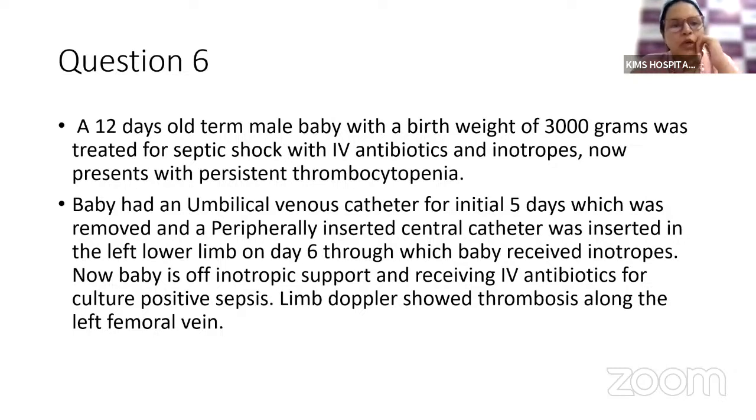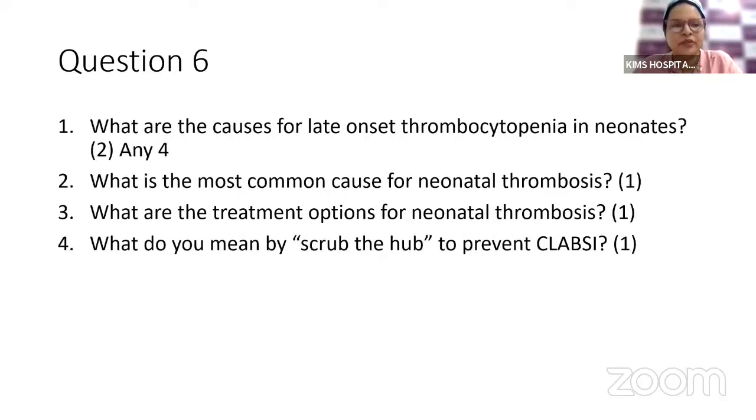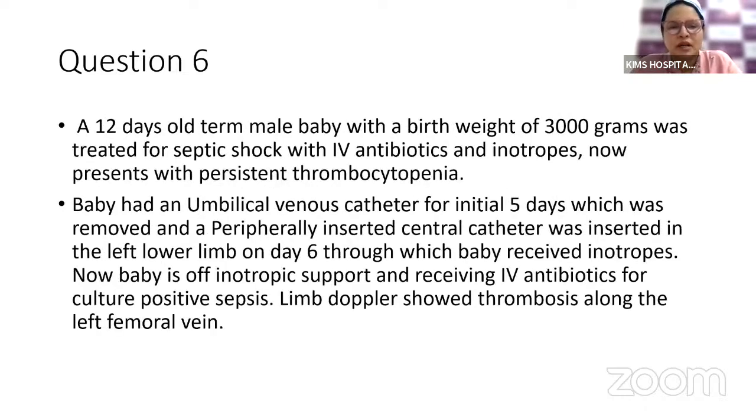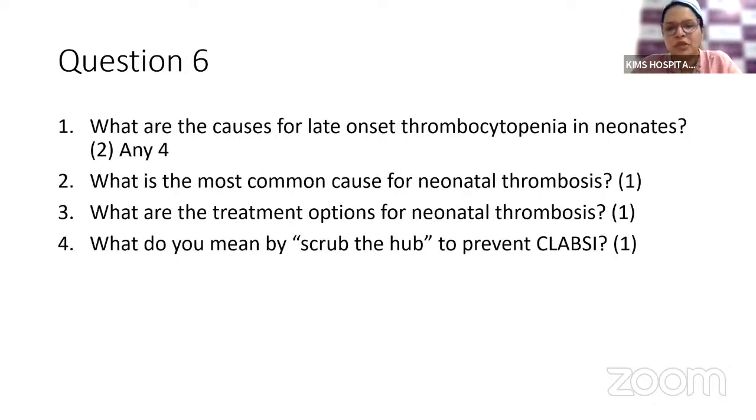Next question. A 12-day-old term male baby with birth weight of 3,000 grams was treated for septic shock with IV antibiotics and eye drops. Now the baby presents with persistent thrombocytopenia. The baby had an umbilical venous catheter for the initial 5 days, which was removed, and a peripherally inserted central catheter was inserted in the left lower limb on day 6, through which the baby was receiving inotropes. Now the baby is off inotropes and is receiving IV antibiotics for culture positive sepsis. Limb Doppler showed thrombosis along the left femoral vein. So this baby has femoral venous thrombosis and has persistent thrombocytopenia.